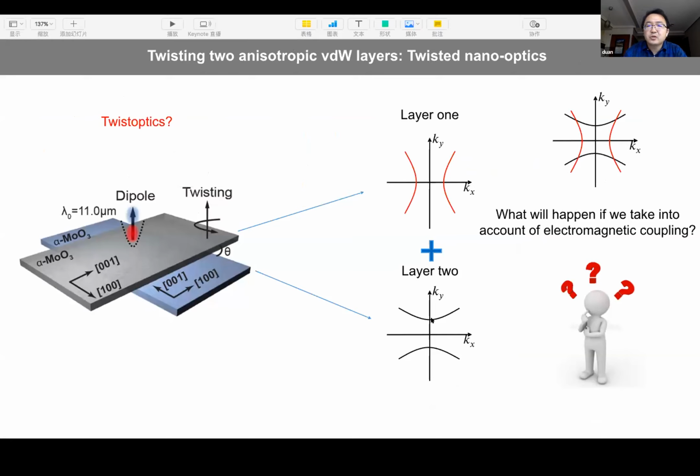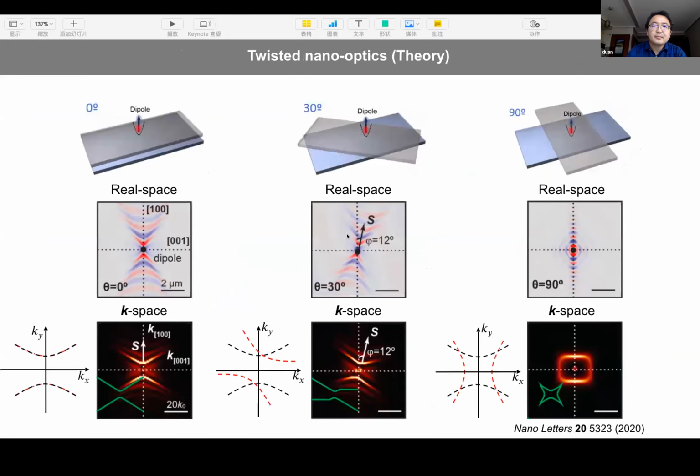So I will show you what will happen if we take into account the electromagnetic coupling. Before the measurements, we conduct a theoretical study. We use a dipole to launch the phonon polaritons into the molybdenum trioxide layers. If the twisting angle is 0 degrees, we can see the wavefront of the phonon polaritons is more or less concave, and also an open hyperbola in k-space. This is quite similar to the one in the molybdenum trioxide crystal.